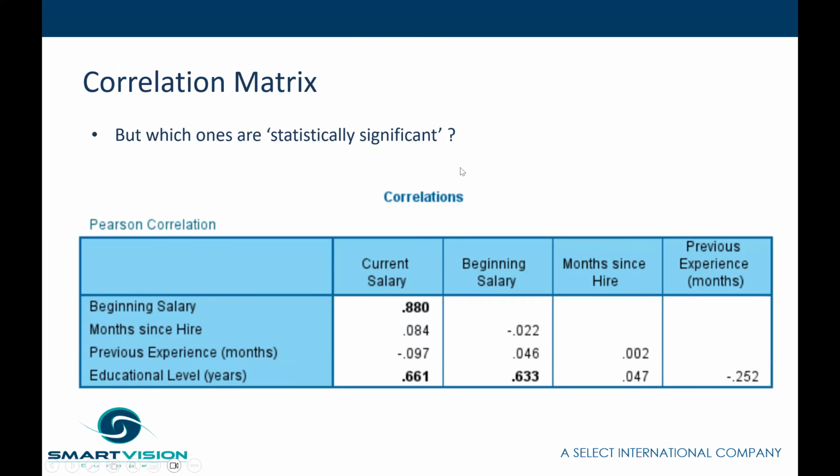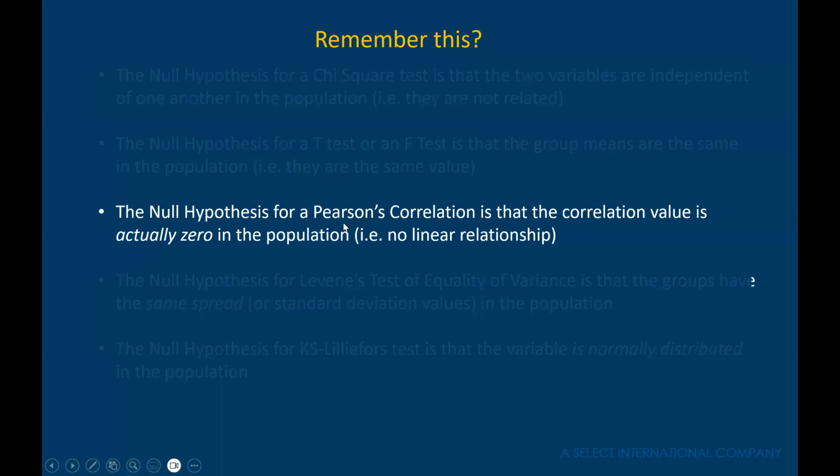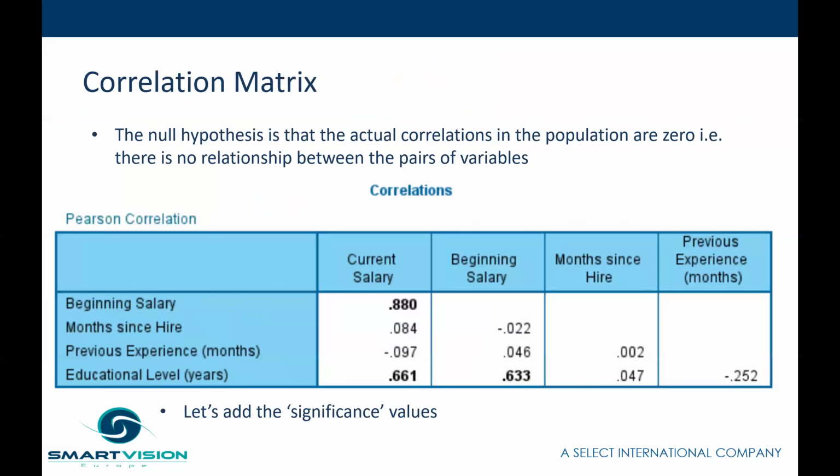Okay. Why are we pointing this out? Well, we're asking ourselves which ones are statistically significant. Okay. So remember, what was the null hypothesis associated with the correlation matrix? Well, the null hypothesis for Pearson's correlation matrix is that the correlation value in the population is actually zero, i.e. there's no linear relationship. It's not that it's weak, it's that it's zero.